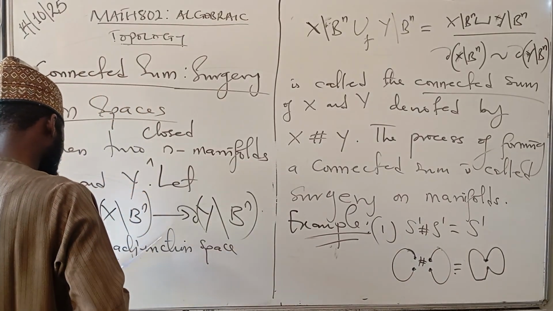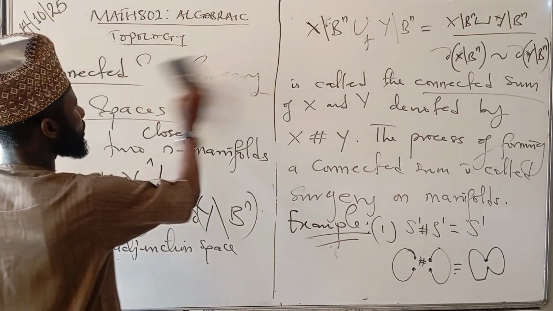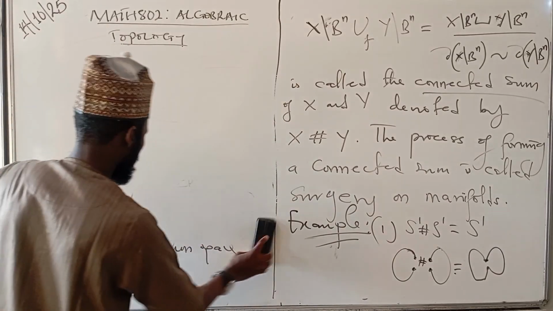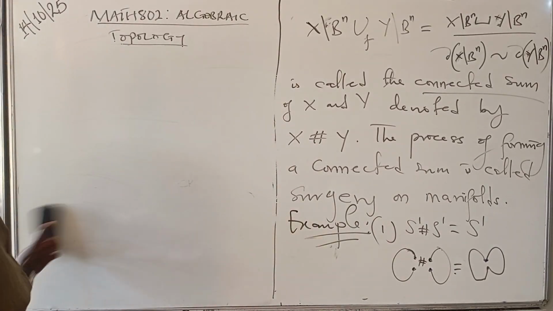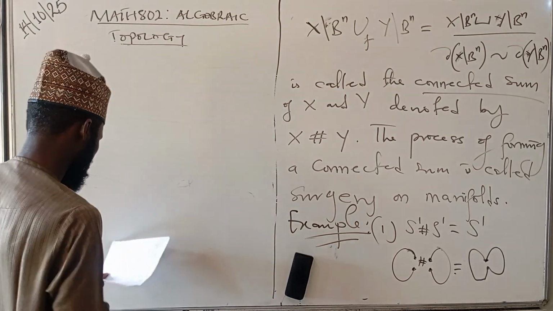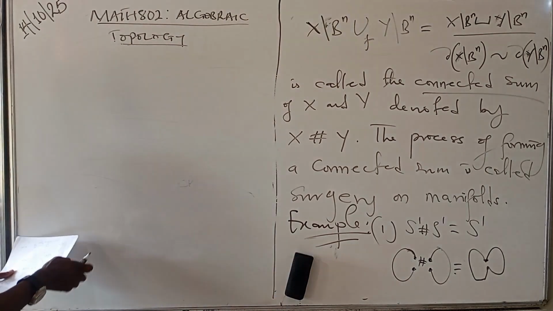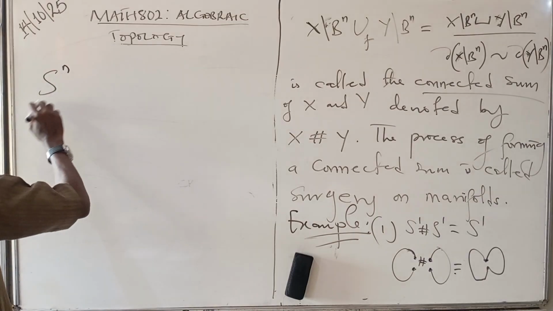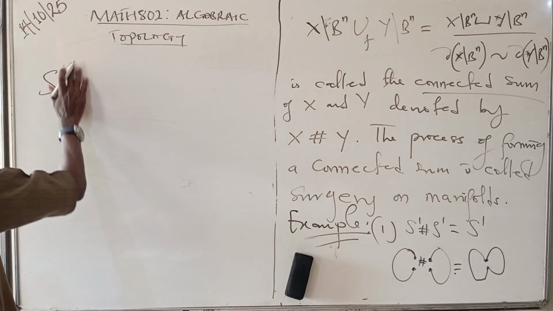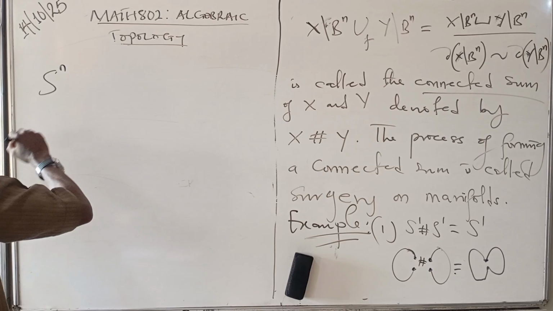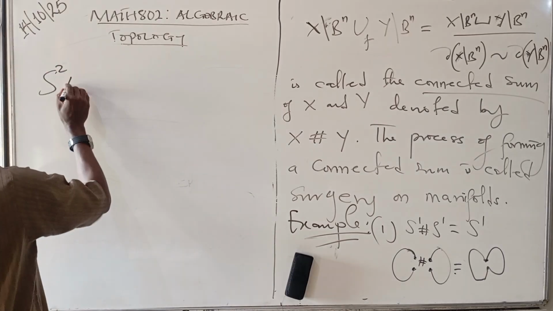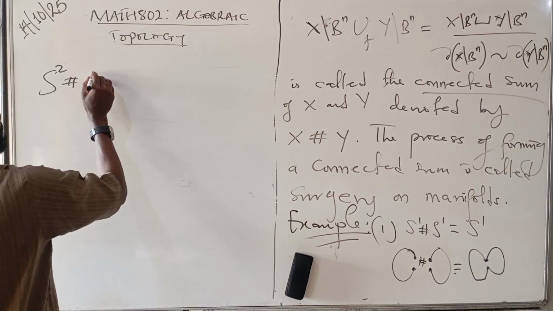What if you take a sphere of n dimension, so let's say a sphere, and you take a torus?